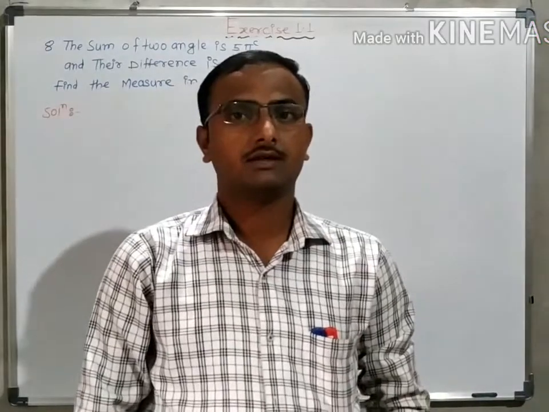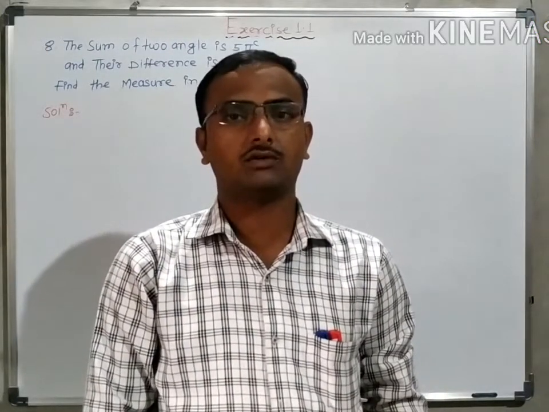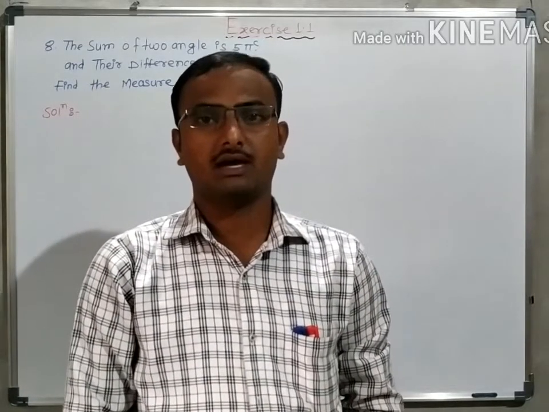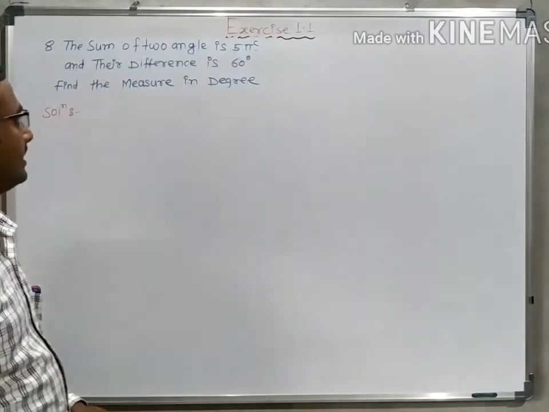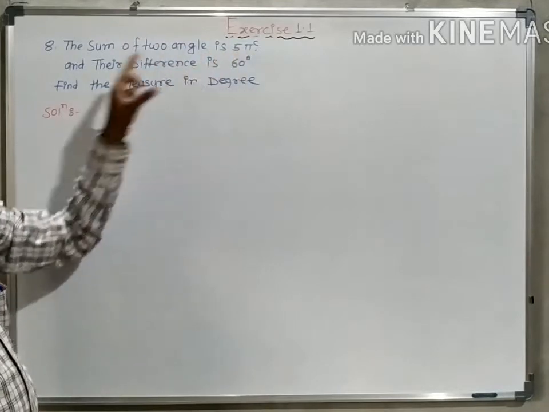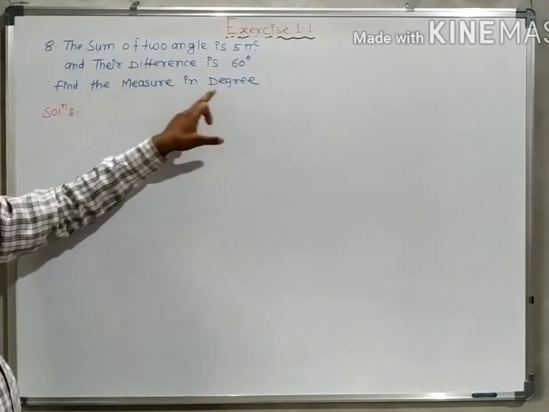हॅलो स्टुडंट्स, प्रिव्हियस व्हिडिओमध्ये आपण एक्सरसाइज 1.1 मधला क्वेश्चन नंबर 3 टू क्वेश्चन नंबर 7 सॉल्व्ह केलेला होता. आता आपण एक्सरसाइज 1.1 मधला अँगल अँड इट्स मेजरमेंट मधला 8 नंबरचा प्रॉब्लेम बघणार आहोत. आपल्याला 8 नंबरच्या प्रॉब्लेम मध्ये दिलेला आहे द सम ऑफ टू अँगल इज 5 पाय रेडियन अँड देअर डिफरन्स इज 60 डिग्री. फाइंड द मेजर इन डिग्री.